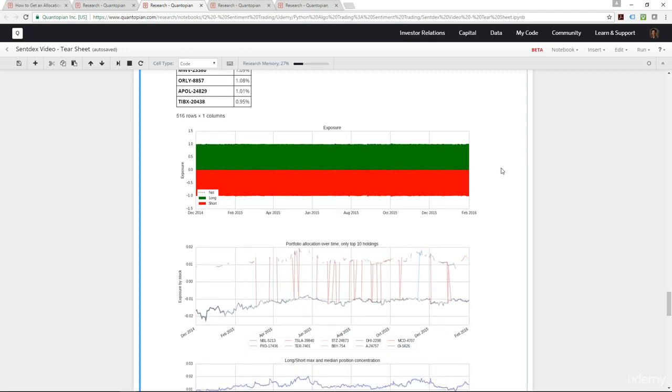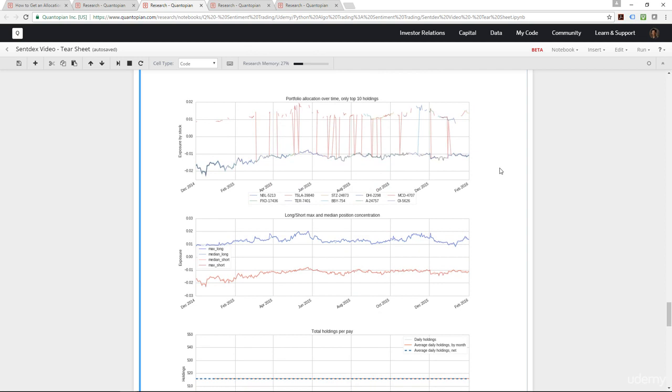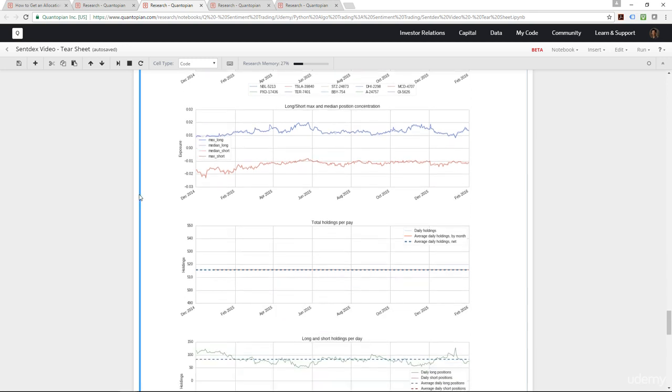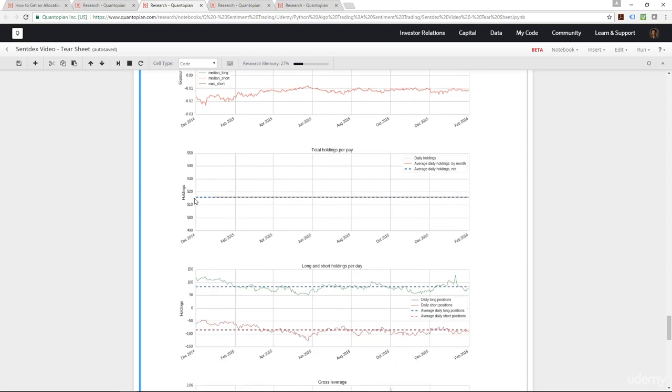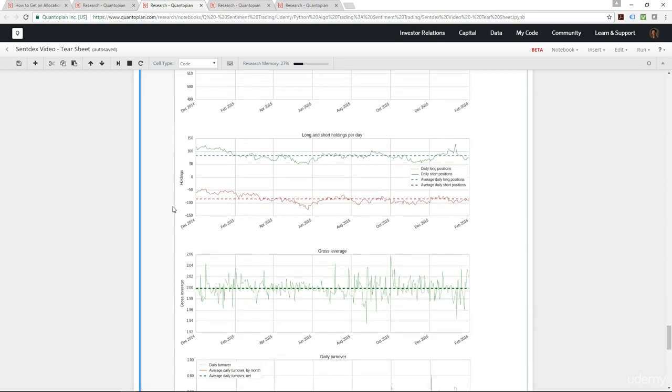So from an exposure point of view, we are long about 100% and we're short about 100%. Net is actually close to zero. That's the whole point of the long short portfolio allocations. There are periods that we don't have allocations, so hence there are empty periods here, like that period there. There's also the median positions. Top holdings per day is around 510 to 520. So that's both on the long and short.